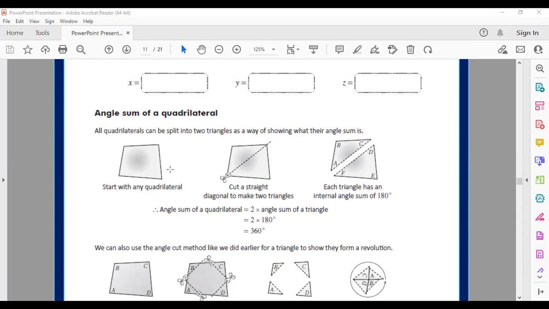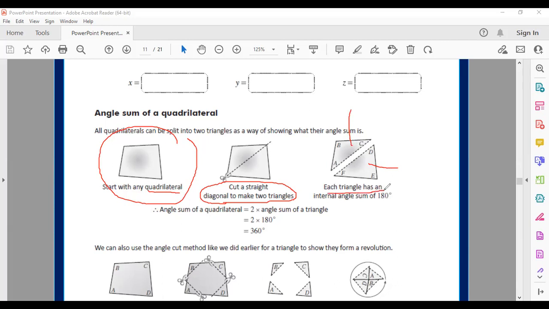Now, go take another piece of paper, draw 4 straight lines. Use a ruler. It doesn't have to be equal. Just draw a quadrilateral. Make sure they are straight lines. So you have drawn a polygon, a quadrilateral. Then cut a straight diagonal to make 2 triangles. Draw from one corner to the other corner, draw a line, cut it. What do you make here? You make 2 triangles, label them.